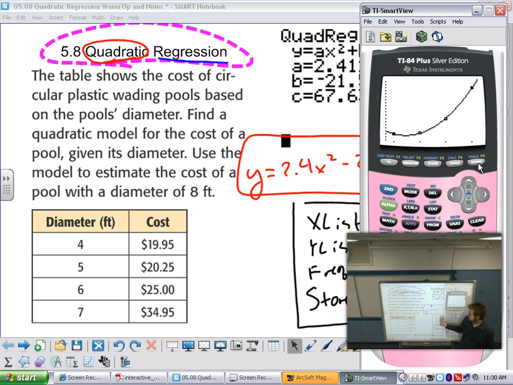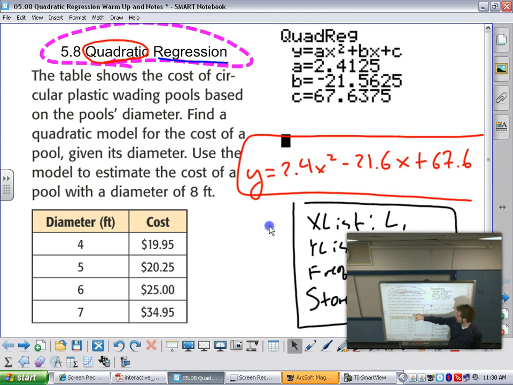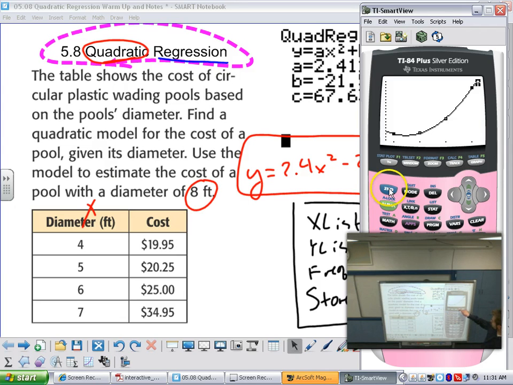They said, hey, use the model, the equation that we came up with, to estimate the cost of a pool with a diameter of 8 feet. That is an x value. So you would go to your graph, and you'd go second, trace, and value, and you'd enter in 8, and it would tell you you're invalid.